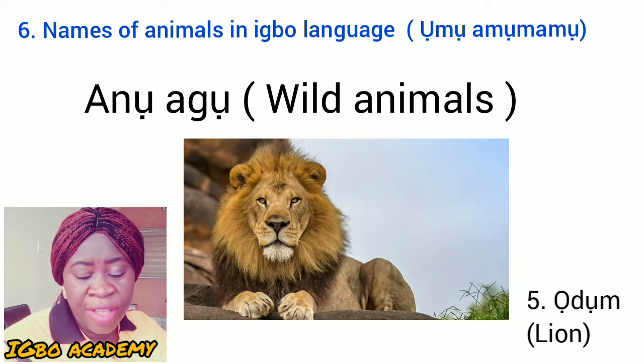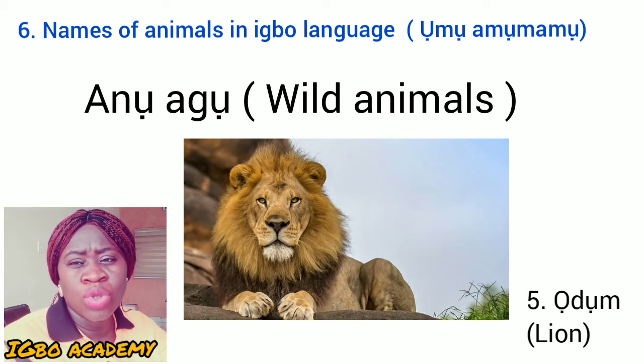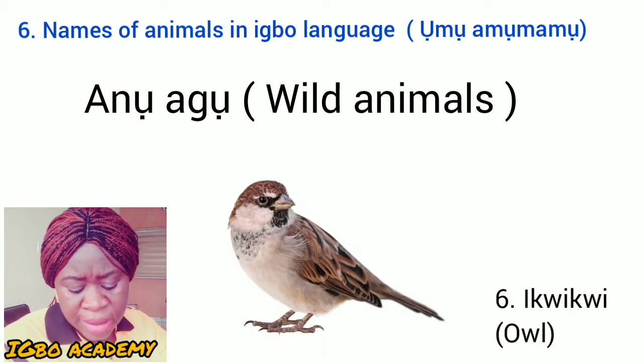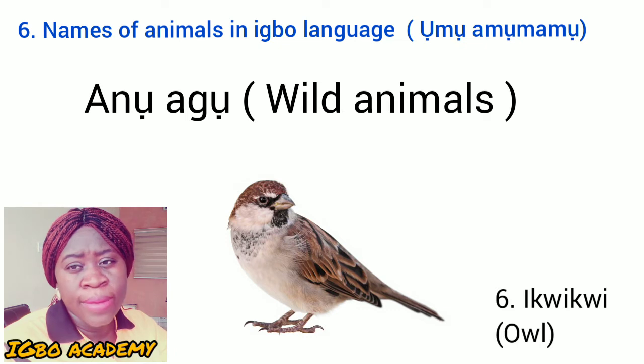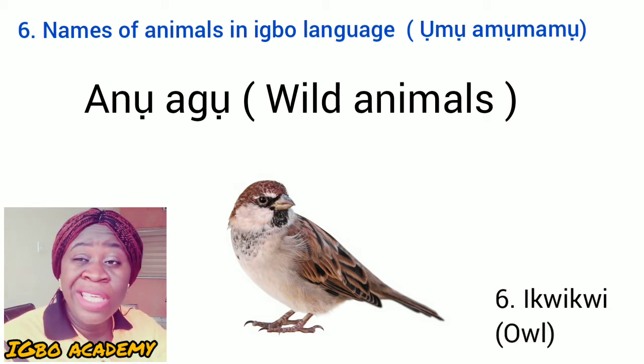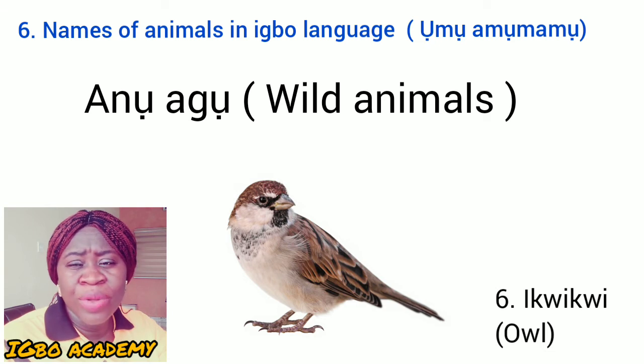Number 5. The lion is called ọdụm. Number 6. The owl that flies at night. No, it's bat that flies at night, it's not bat. Owl. The owl is called ikwikwi.